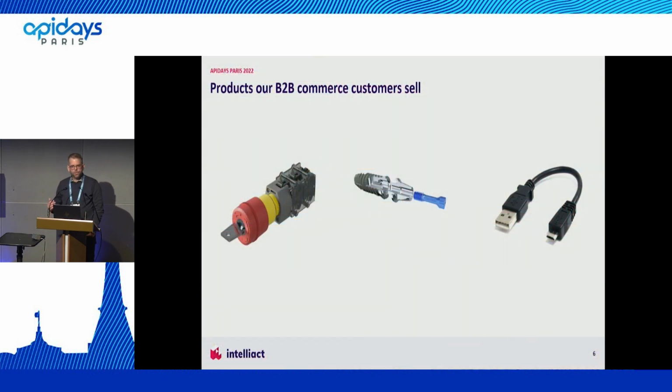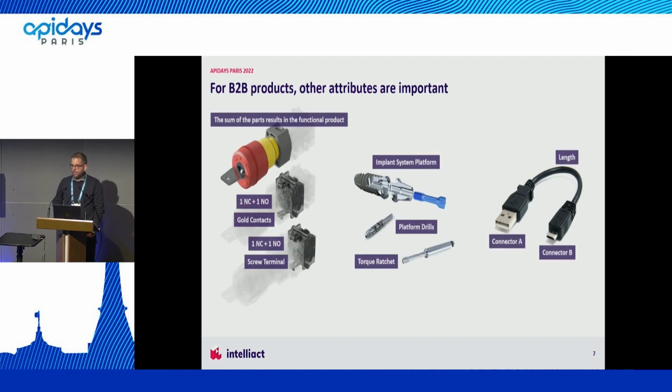Now, the world gets a bit more complicated when you look at B2B, and these are 3 examples of products that our customers sell. On the left side, there is an emergency stop switch that is composed of several components, and the components define the features of the product. So it depends on what switches are connected to the actuator to define what attributes the product finally has.